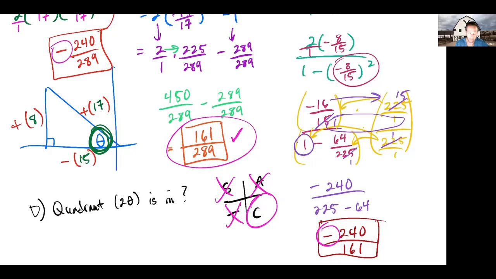Okay, so that's example 1. A lot of little nuances. Again, most people make mistakes in their algebra, not even the trig parts of it. So just be very careful, be nice, neat, and organized, and pay attention to your details.